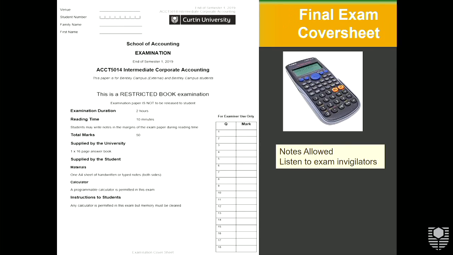Okay, that's your cover sheet. You know you've got 2 hours and 10 minutes. You're allowed to have notes, writing both sides. You're allowed any calculator, but do the right thing. Make sure your memory is cleared, and make sure you follow the instructions of the exam invigilators because they are strict.